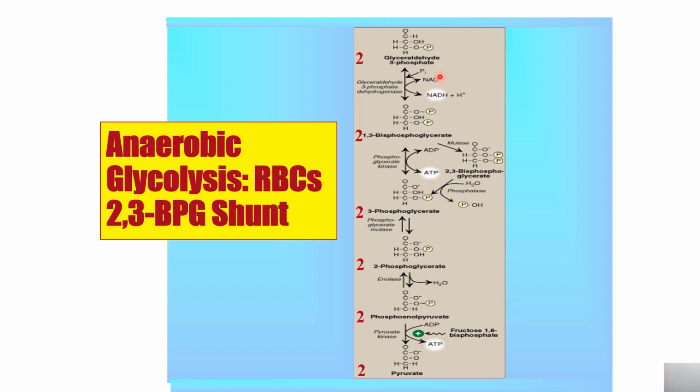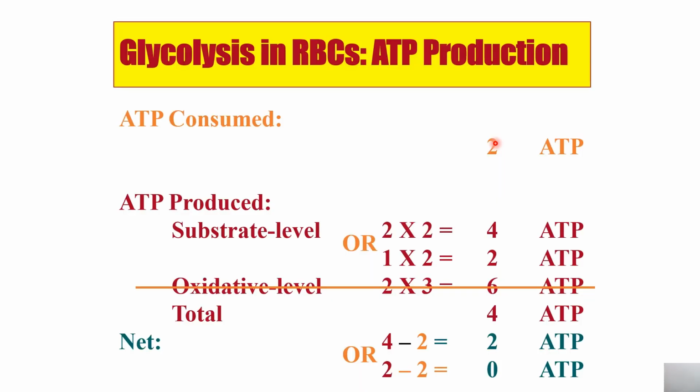Anaerobic glycolysis in RBCs, the 2,3 BPG shunt. We talk about that. So this is 2,3 bisphosphoglycerate, which gets converted to 3-phosphoglycerate using a phosphatase, right? So that is the role. Now glycolysis in RBCs and its production, we have already talked about this.